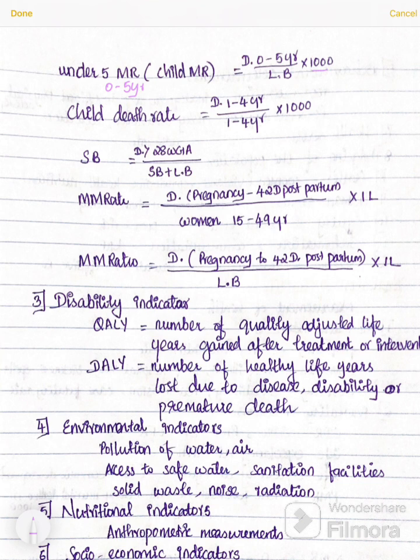And comes child death rate. So far we have studied mortality rates. Now comes a little different death rate. The death rate formula is a little different.